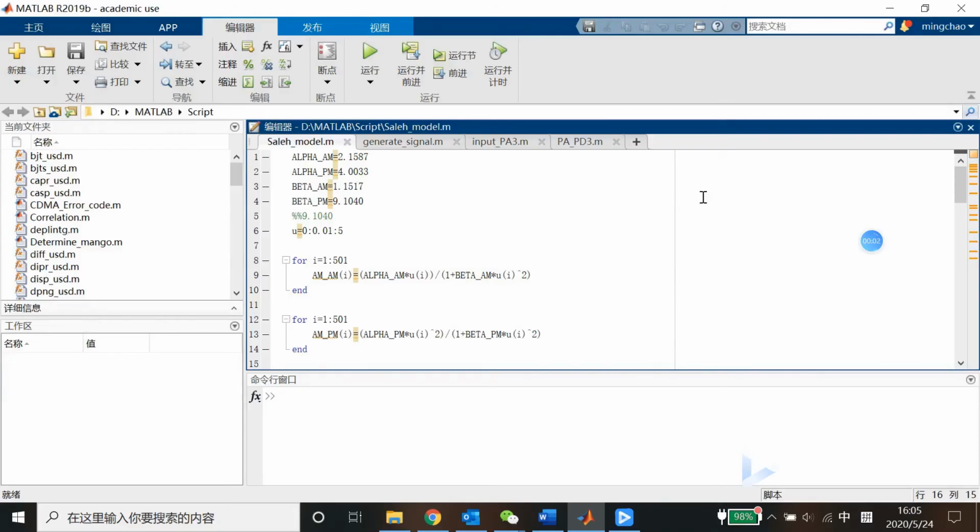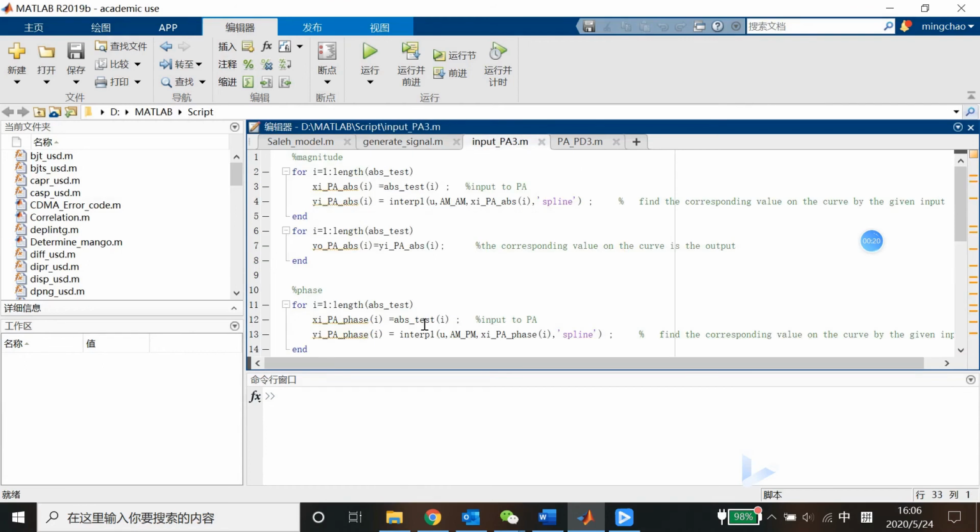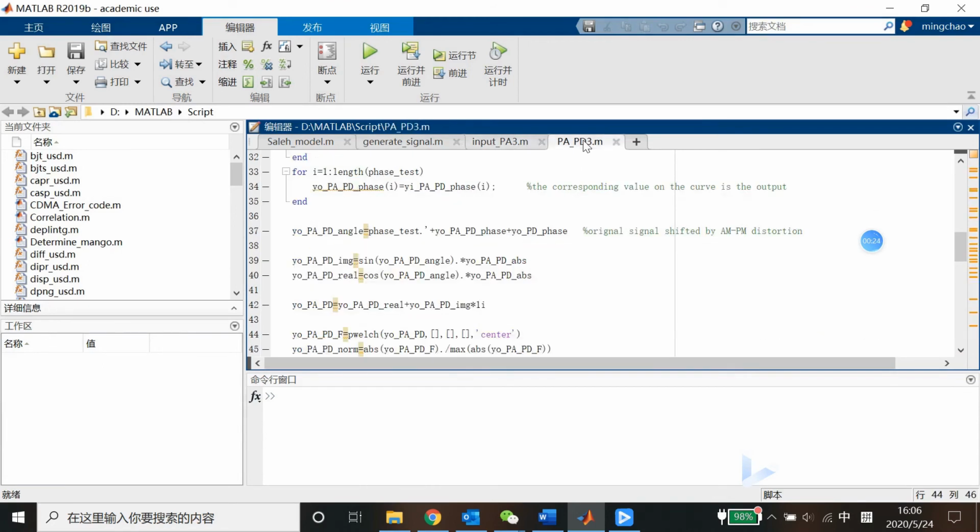Here, I'm going to demonstrate the implementation of the simulation project. Basically, we separate the simulation project into 4 different function scripts. They are the power amplifier and predistorter simulation, the signal generation, input signal to the power amplifier, and then input signal to the power amplifier with DPD.